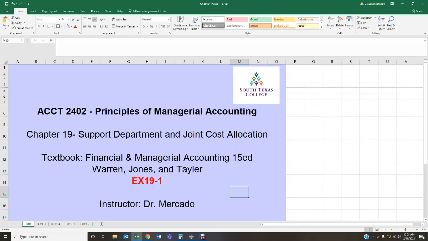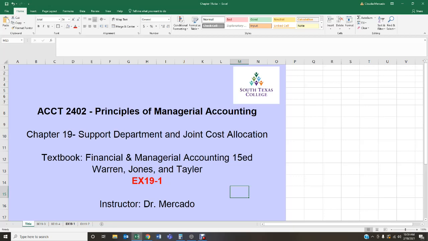In this short lecture, we are going to be continuing to cover the content in Chapter 19, which deals with support department and joint cost allocation. This is Principles of Managerial Accounting. Now, the exercise that I'm going to be covering in this lecture is Exercise 19-1. Okay, let's go ahead and jump right over.